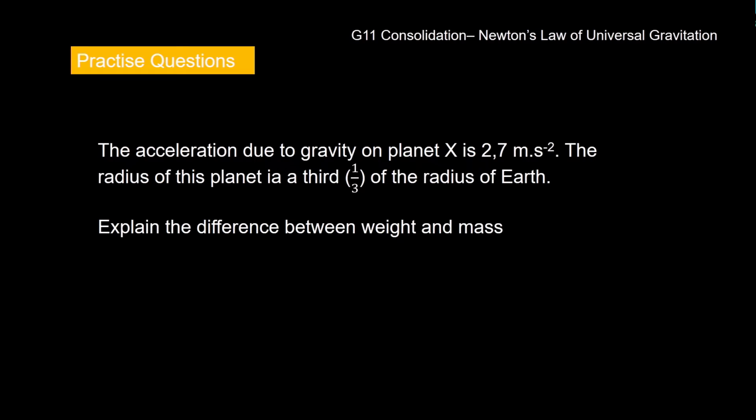Right. So our first question is, the acceleration due to gravity on planet X is 2.7 meters per second squared. The radius of the planet is 1/3 of the radius of the Earth. Now, when we read that, we tend to panic a little bit, because this is a question about ratios. They're not giving us actual values, and so we have to work around it. But we are going to, and I'll show you how. So let's not panic too much.